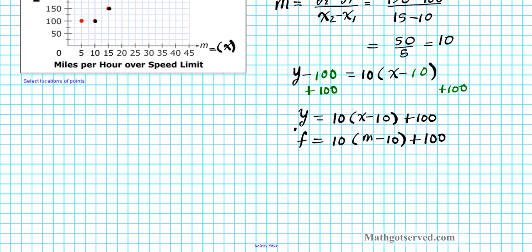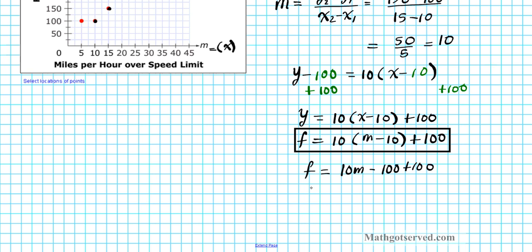If you have it like this, it's perfectly fine. Or you can choose to simplify it a little bit more. That's okay too. You just distribute the 10, and then you have f equals 10m minus 100 plus 100, and then you have f equals 10m. You can also write it like this. This is also an acceptable response. So this is the equation that models the fine you have to pay if you exceed 10 miles per hour.